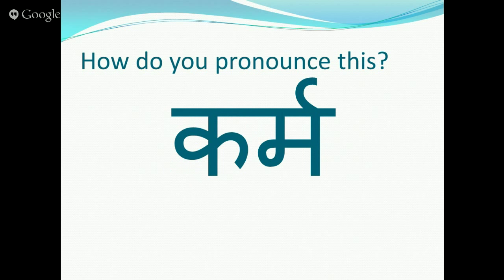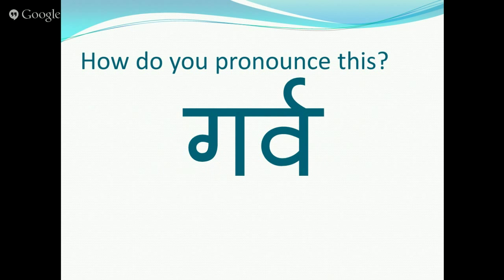So how would we pronounce this? This would be karm. Not karam, but karm. How would we pronounce this? This is garv. This is not garav, it is garv.